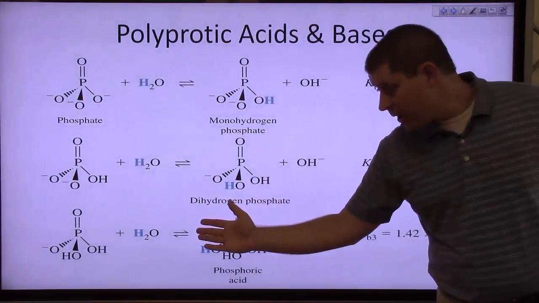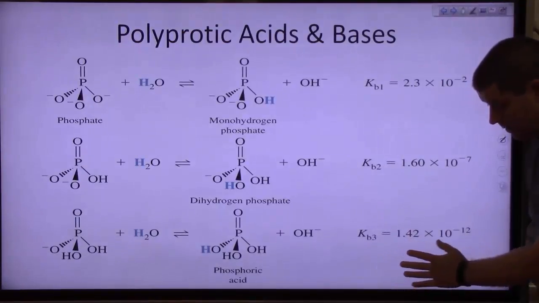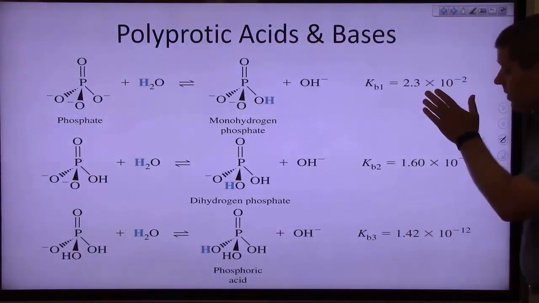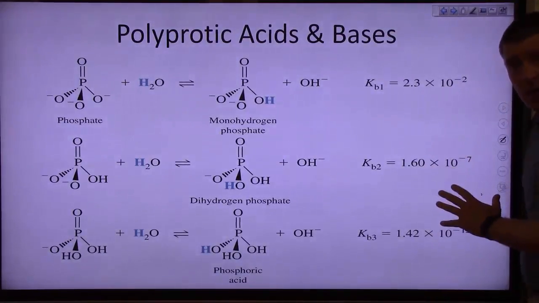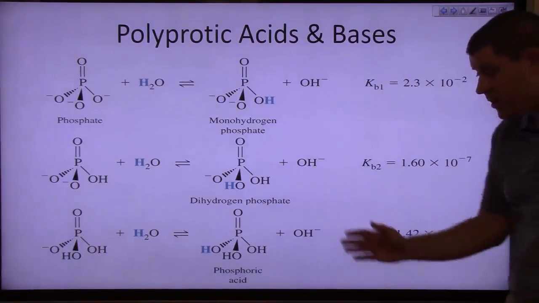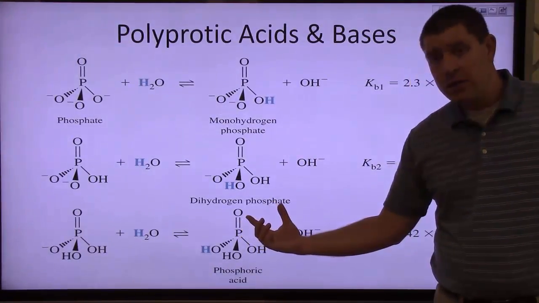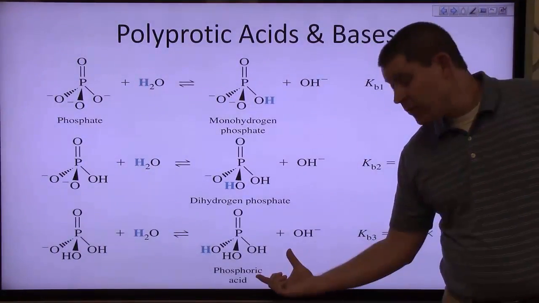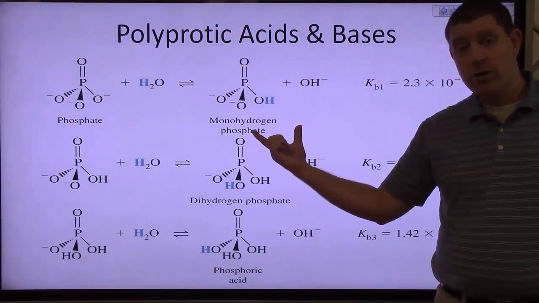If we do this a third time, we then get our phosphoric acid, and that has a Kb3 of 1.42 times 10 to the minus 12. So again, we had 10 to the minus 2, 10 to the minus 7, 10 to the minus 12. So we're becoming less and less likely to add a proton to our base. That is, dihydrogen phosphate is not nearly as strong of a base as phosphate is. On the other hand, phosphoric acid is a much stronger acid than monohydrogen phosphate is.